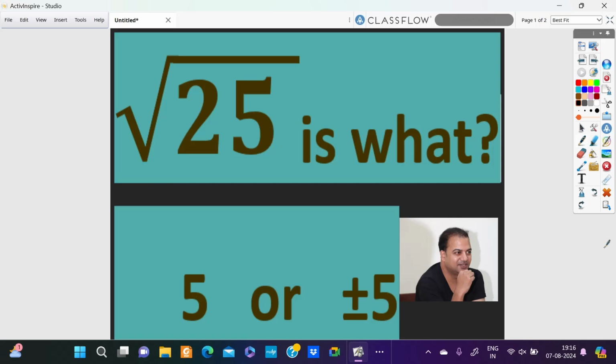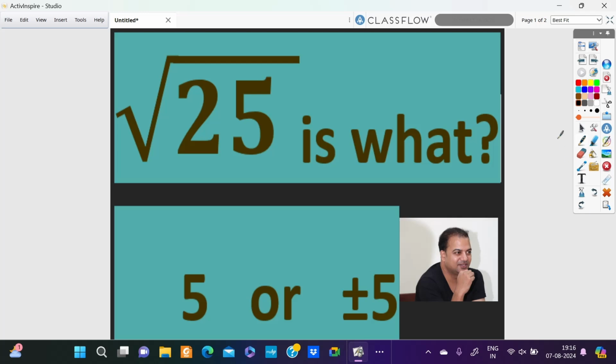This is Siva, and in today's session, let us see what the square root of 25 is. I just chose a random positive number, which is 25. So let us see what is the square root of 25. Is it 5 or positive negative 5?